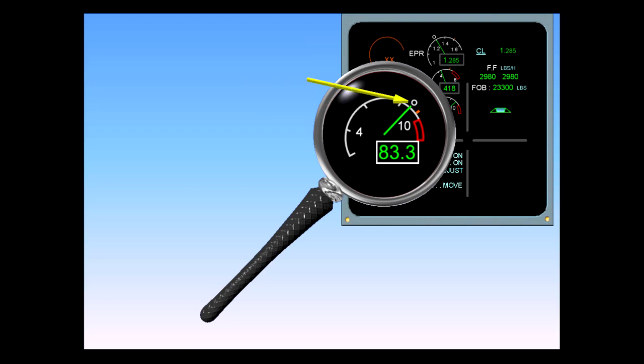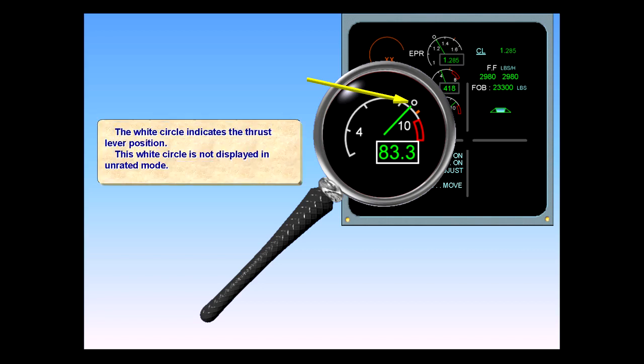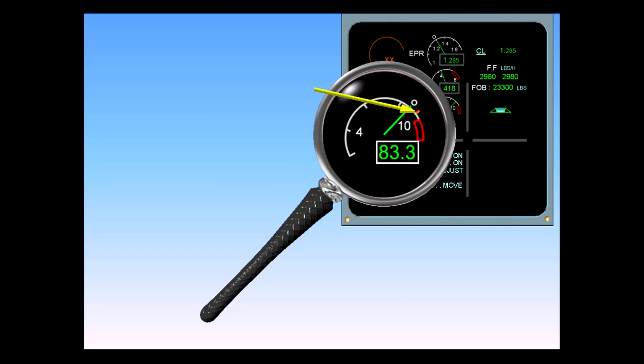The white circle indicates the thrust lever position. This white circle is not displayed in the unrated mode. The amber index indicates the full forward position of the thrust lever, max N1. Max N1 is not displayed in unrated mode.